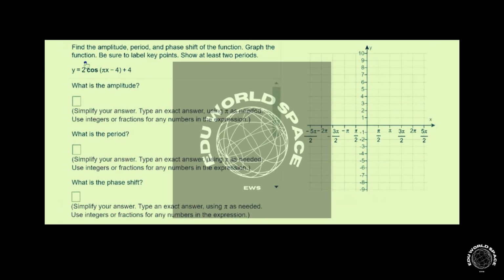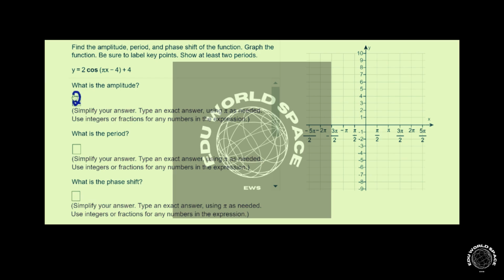Given this function, the 2 out in front is the amplitude. The period of cosine is normally 2 pi, but since we're multiplying by pi, that's a horizontal shrink. So we would say the period is 2 pi divided by pi, or the period is 2.